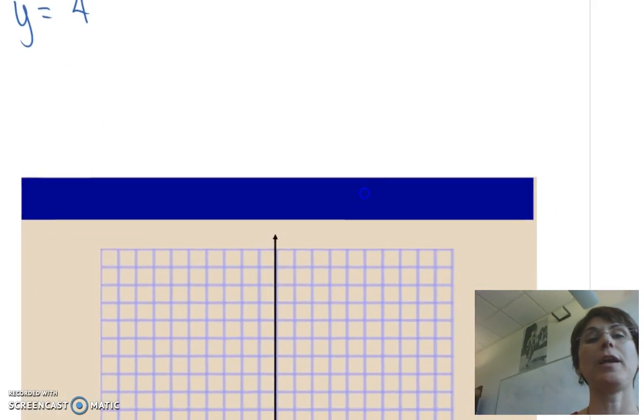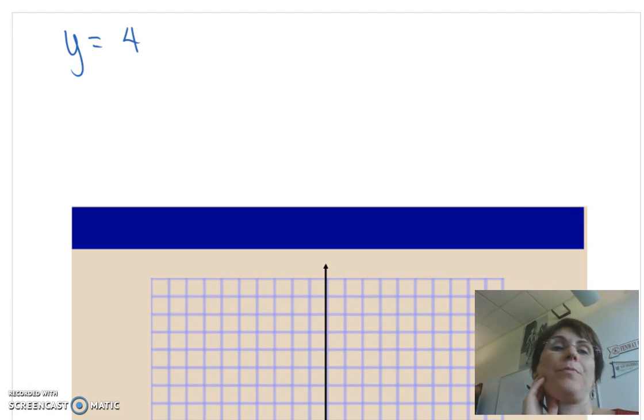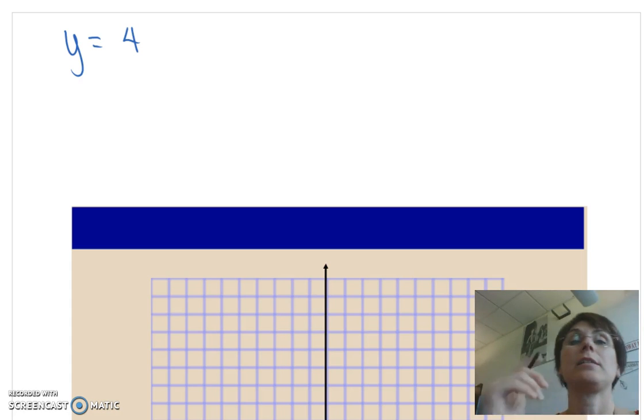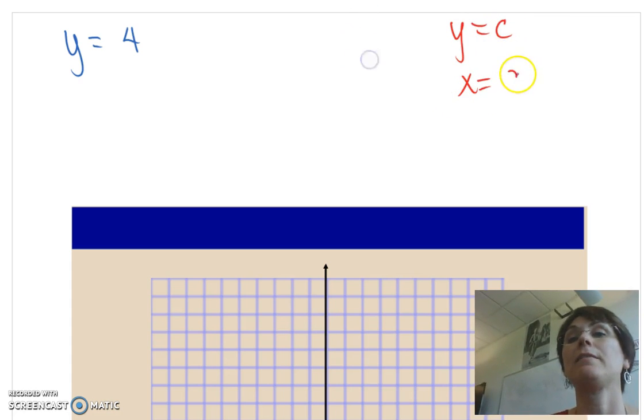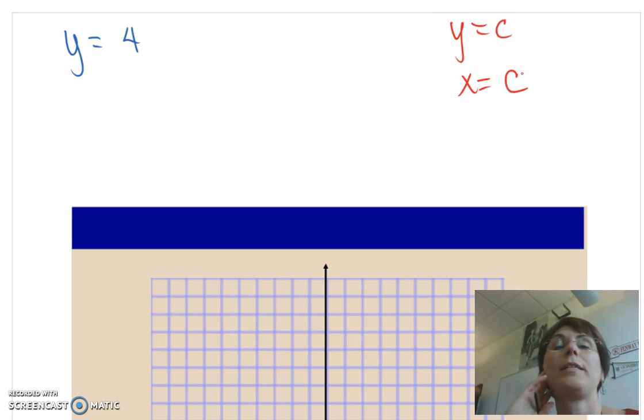So for our next equation, we have y equals 4. Now this is a little bit of a stumper, right? These are a little bit not typical problems. So you're going to approach equations that are y equals some constant c or x equals some constant c the same way. You're going to use an XY table regardless of whatever technique you're working with.